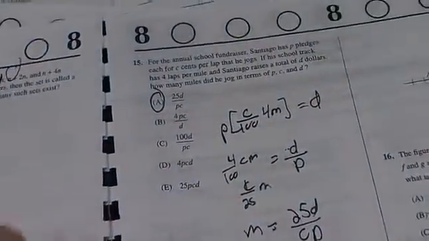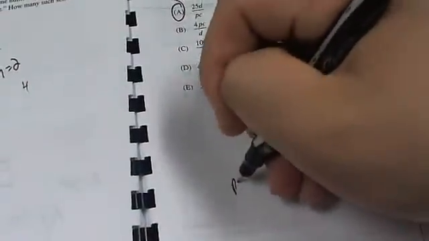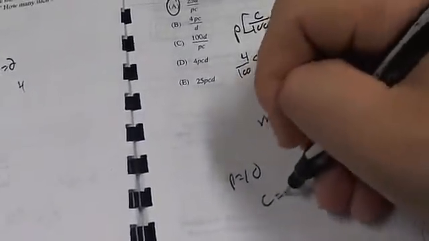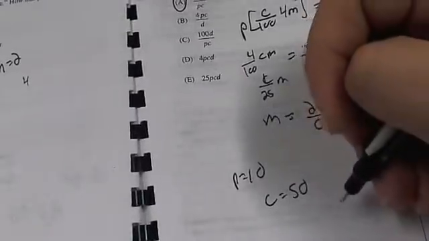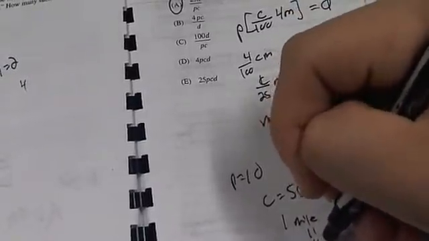You can also make up numbers too. So let's say P is 10. She has 10 pledges. Each pledge is 50 cents. Remember, we've got to keep it as 50, not 0.5. And he runs 1 mile, which is 4 laps. How much money did he raise?